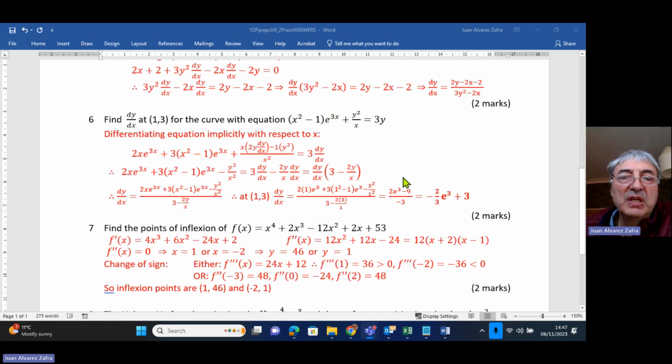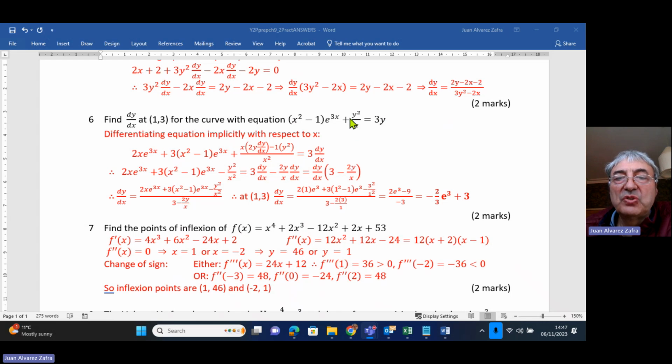So for question 6, if we now want to find the gradient of the curve at 1, 3, we go through the same process of finding dy dx and then substitute in x is 1 and y is 3. In differentiating this expression, notice that the first one here is a product, so use the product rule, differentiating x squared minus 1 and leaving the e to the 3x alone, and then the other way around, leaving the x squared minus 1 alone and differentiating e to the 3x to get 3 e to the 3x.